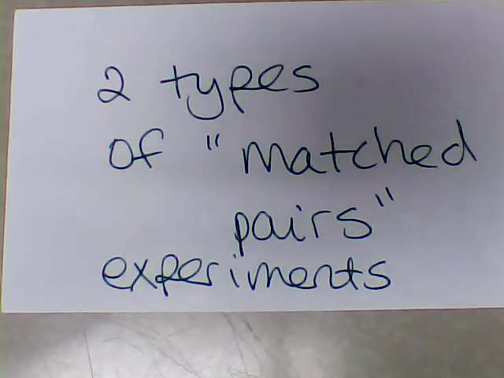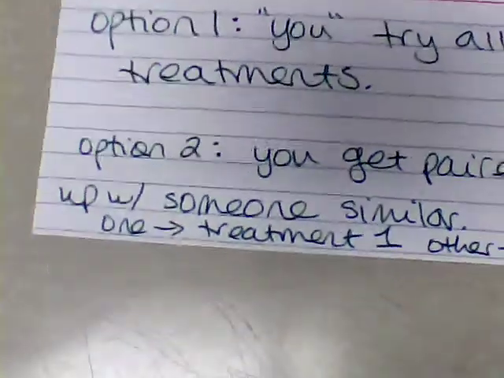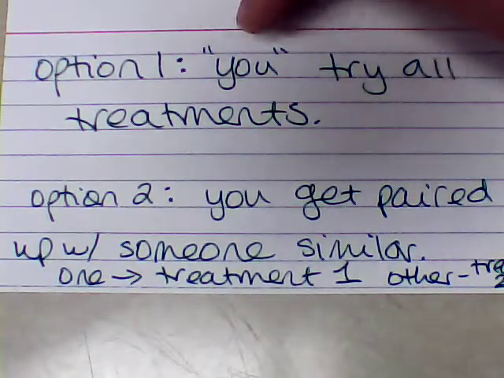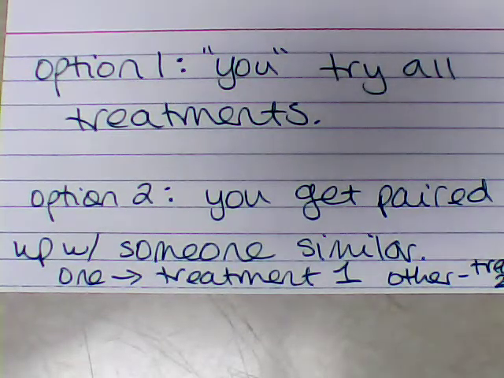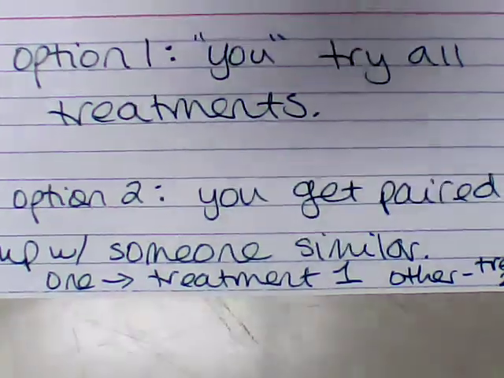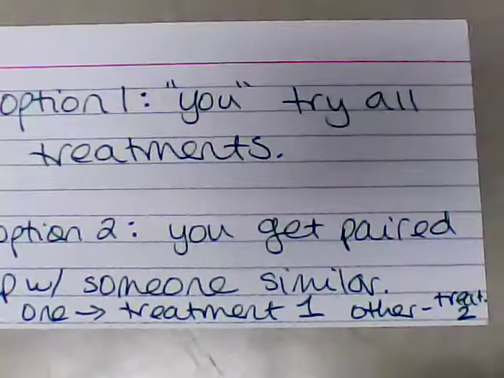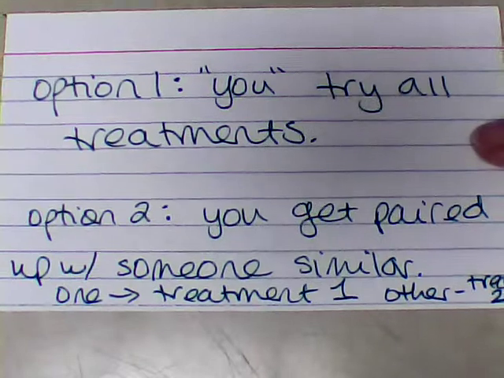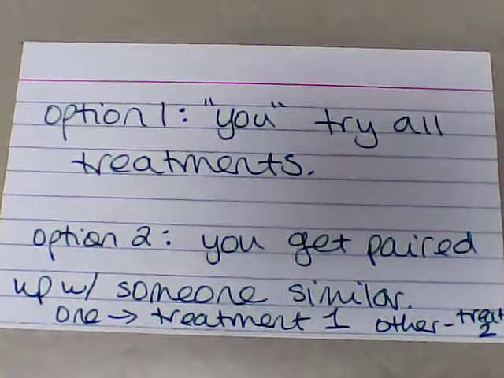Let's just flip it over because I know that's option 2. Okay, so option 1 is that you try all your treatments. And we talked about that in yesterday's video about the Oreo cookies. You're your own control. You try the orange-flavored middle of the Oreo cookie, and you try the regular Oreo cookie, and hey, do you have a preference? You would be blindfolded. You would see which one you like better. So that's one type of matched pairs.